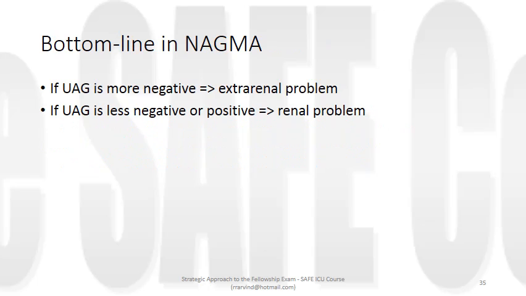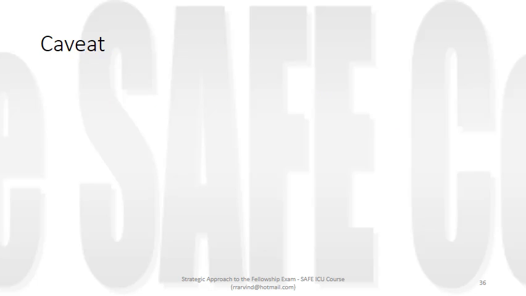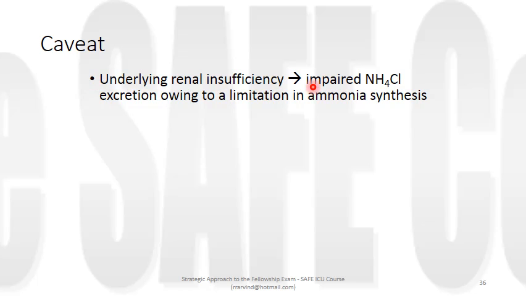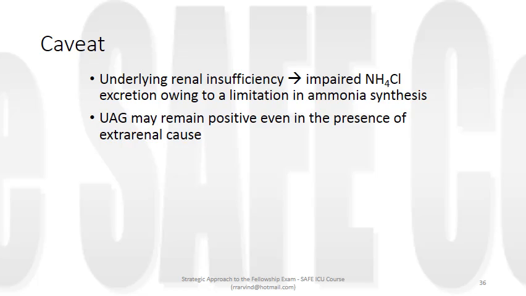So the bottom line therefore is, if the urinary anion gap is more negative than normal, it's an extrarenal problem. If it's more positive than normal, it's a renal problem. There is a caveat to all this, just like with everything. When you have an underlying renal insufficiency, there is automatically an impaired excretion of ammonium chloride because of limitation of ammonia synthesis, and therefore the urinary anion gap may remain positive even when you have an extrarenal cause. Okay.